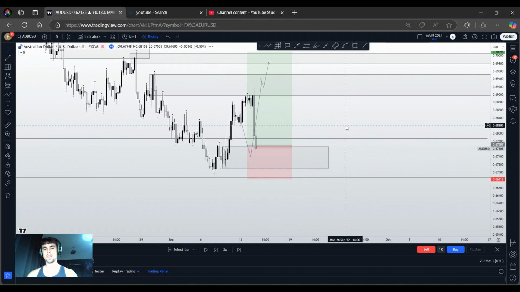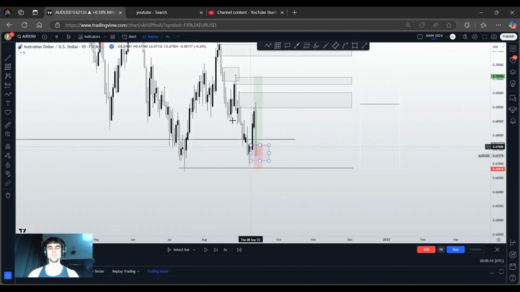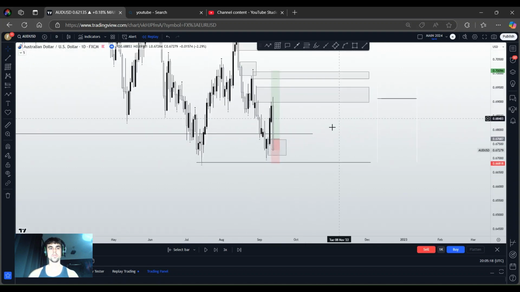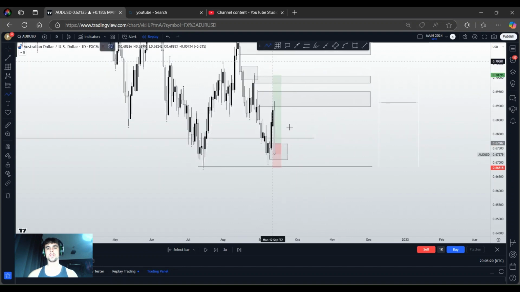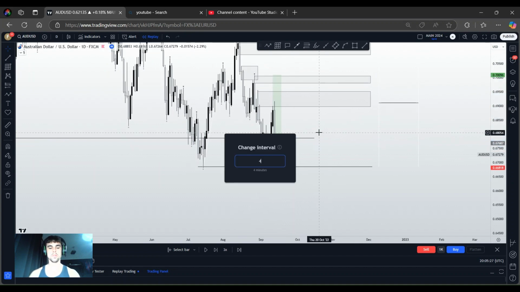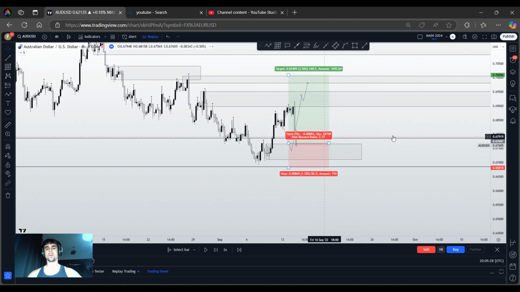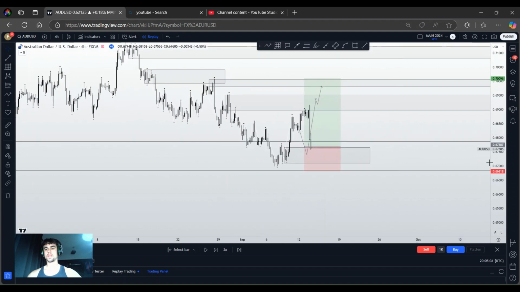Nice entry. Because it's pulled back, it's changed character on the 4 hour. It could reverse and go up again, kind of come up here. And if this doesn't make sense, or you think, what the hell are you doing? I think that now as well. That's fine. That's why I'm showing it to you.